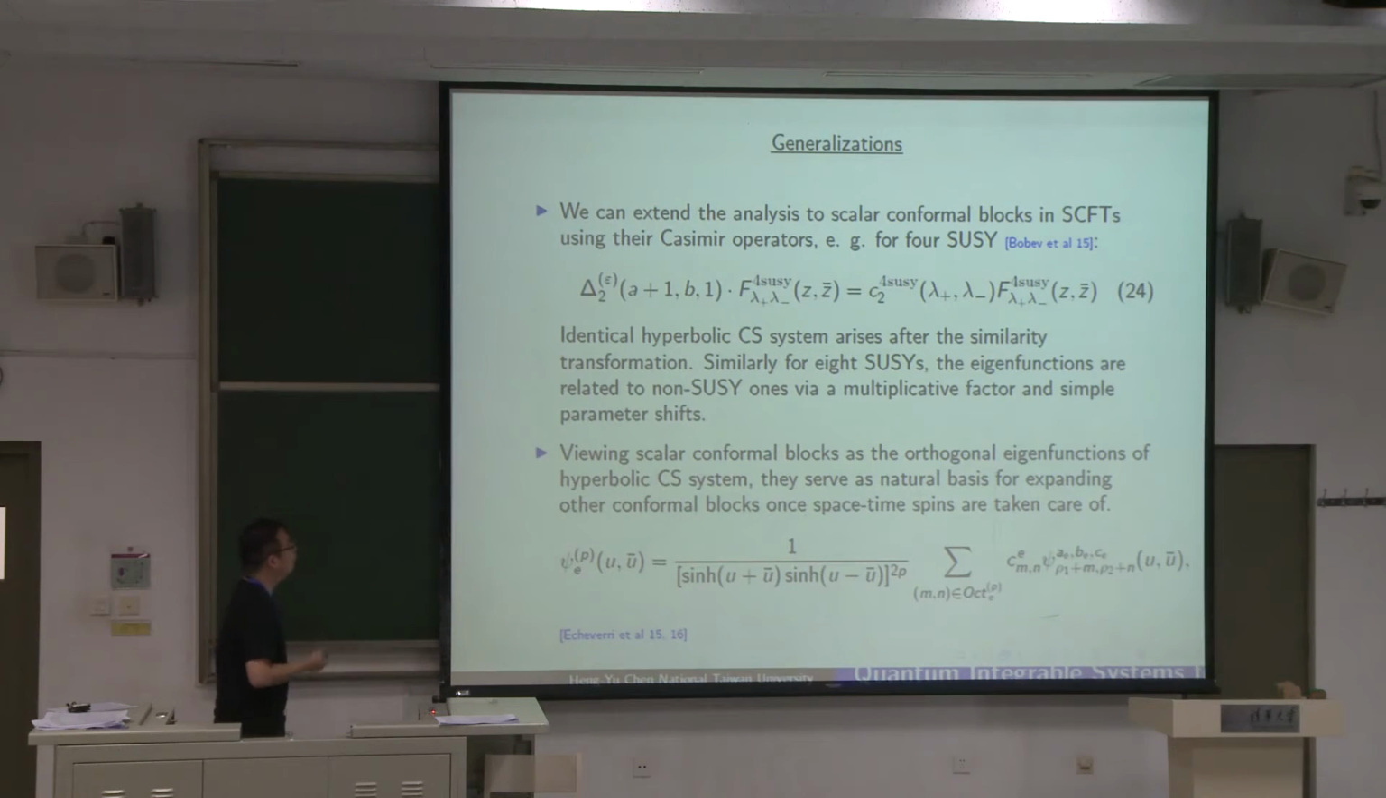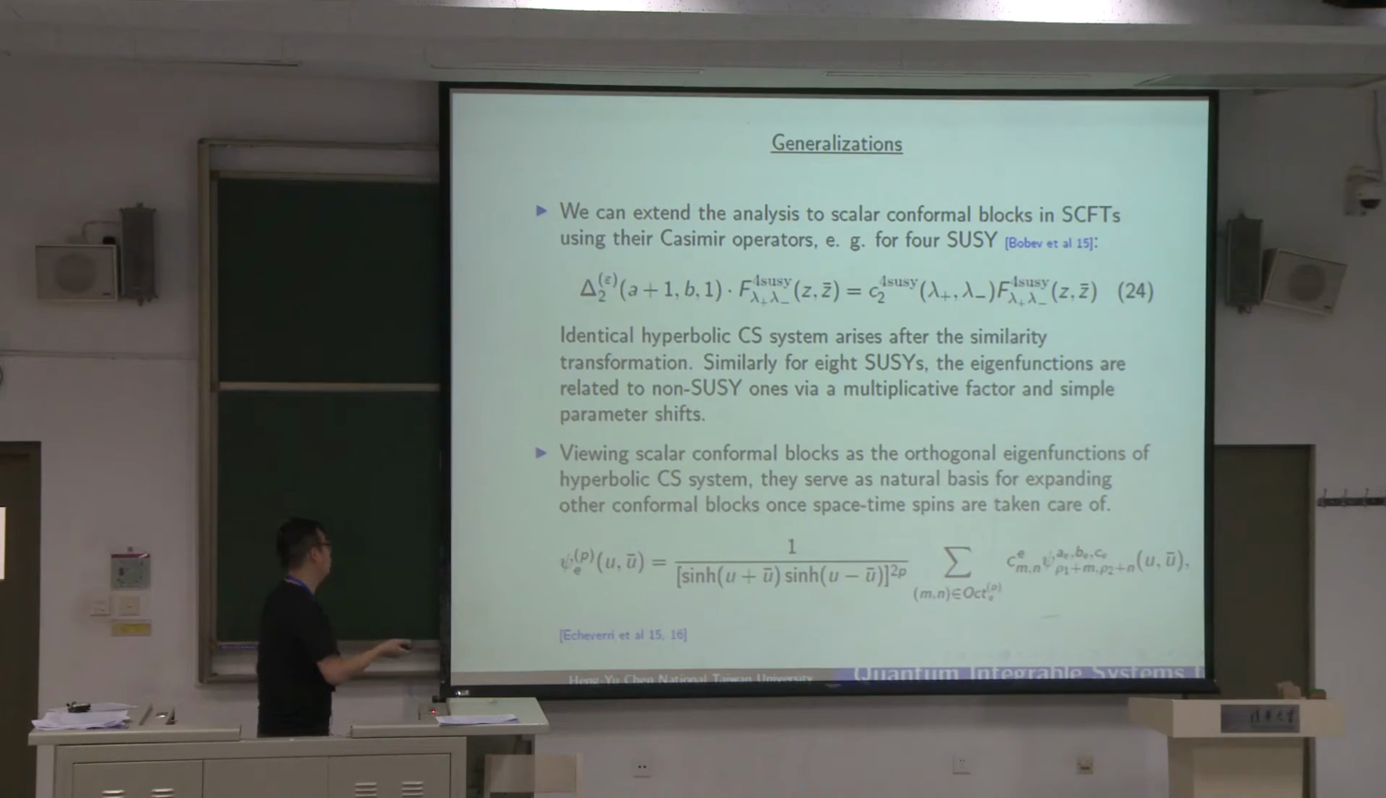So, one slide on generalization. So far we have been talking about the non-SUSY case. And this integrable system appears to be rather general. In fact, for the case of a superconformal field theory in 2, 3, 4 dimensions with 4 supercharges, recently the corresponding quadratic Casimir has been written down, and it takes a very similar form to the non-SUSY guy. And this basically allows us to regard it as one of the similarity transformations we had earlier. So you naturally see this hyperbolic Calogero-Sutherland emerge.